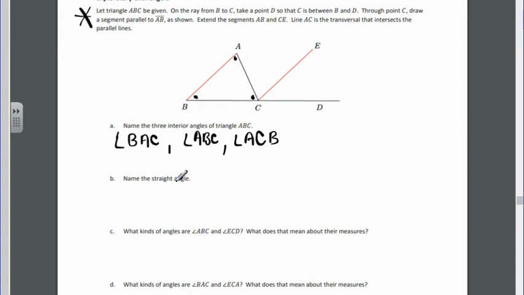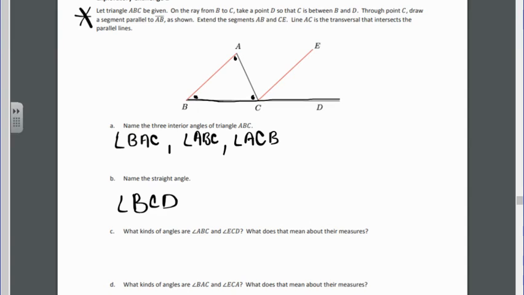Then it says name the straight angle. That just means name an angle that is a straight line. And you can tell right here, I'm going to draw over it. That is a straight line. So we're going to name that with 3 letters. It starts with a B, moves on to C, and then it goes to D. So the straight angle, or the one that makes a 180-degree angle, is BCD. Okay, I'm going to erase what I've written so far so we can focus on some other stuff when we look at our next question.